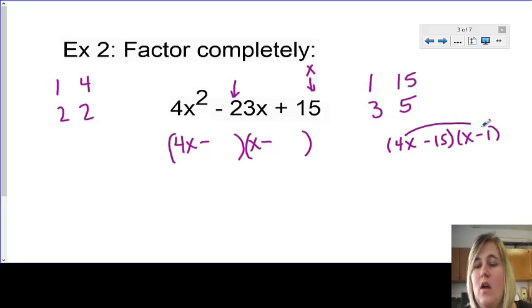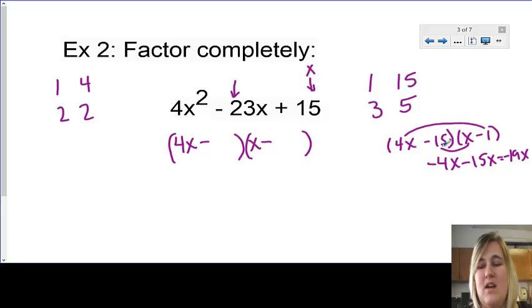When I go to my outside, that would get me negative 4x. My inside would get me negative 15x. This gets me negative 19x. That's not what I need, so that's not going to work. And if I switch them the other way, it's going to be way too big, because 4x times 15 would get me a negative 60, so too big. So let's try 3 and 5.